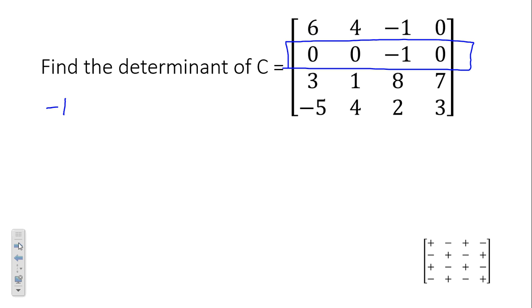Let's think about whether it's going to be positive or negative. Do we need to change the sign? Yes, because that's the second row, third column. 2 plus 3 is 5. -1 to the fifth is going to be a -1. Now we're going to take that column and row out to find our new 3 by 3 matrix. So if I eliminate this column with that row, I have 6, 4, 0. Now we've got a 3 by 3 to contend with.